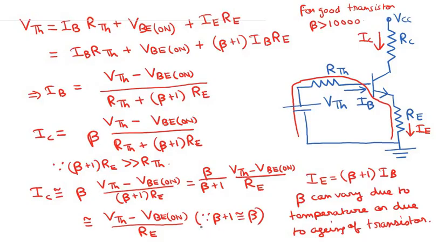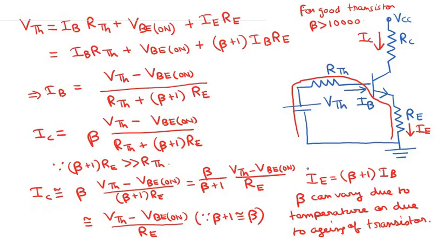So we have shown that in the expression for the collector current, for good transistors where beta is of the order of 10,000 or something like that, the collector current is actually independent of beta. So the collector current does not vary with any variation in beta.